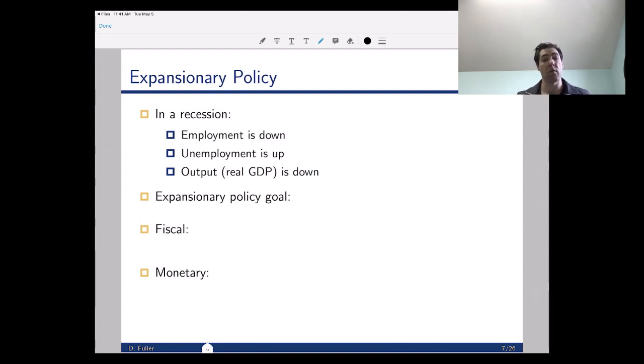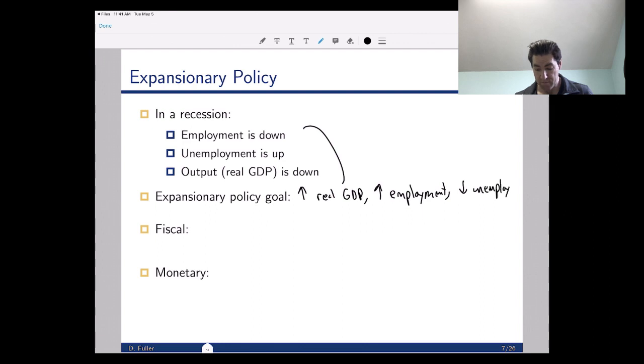And to combat that, we are going to use an expansionary policy. It makes sense. The economy is contracting, and we're going to try to expand it with policy. So the goal of expansionary policy is to undo all of these three things. So the goal is to increase real GDP, increase employment, and therefore decrease unemployment. That is the goal of expansionary policy. And it could be either fiscal or monetary.